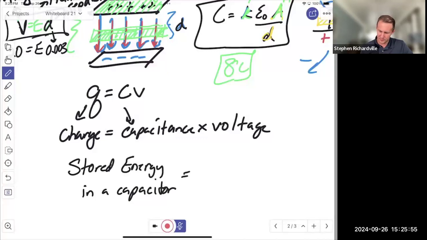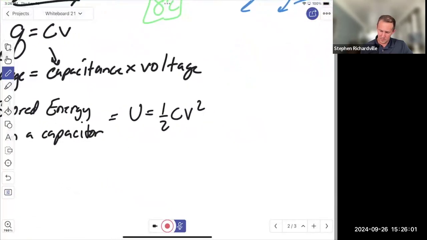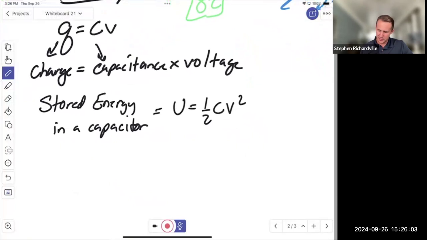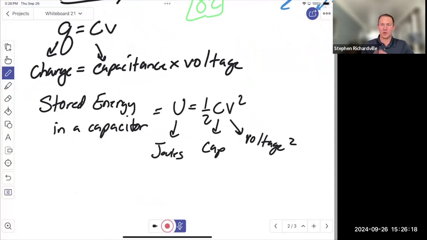And then I'll do a few examples. So the stored energy in my capacitor is 1/2 CV squared, almost like kinetic energy or something. This is capacitance and this is voltage squared. Cool. That's energy in joules. That's how much energy I have stored in my capacitor. So I'll do a couple examples to kind of get you guys going on these. And I think we'll be in pretty good shape.